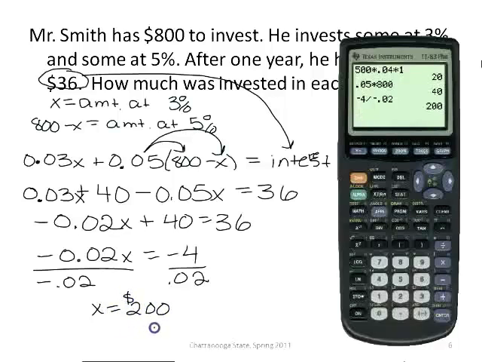So he's going to put 200 at 3%, which means 800 minus x would be 600 that he would invest at 5%.